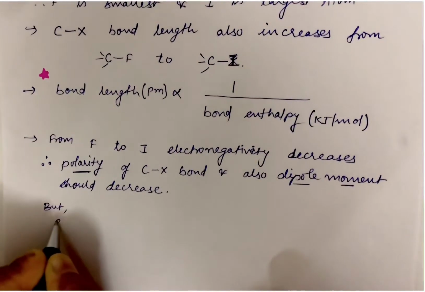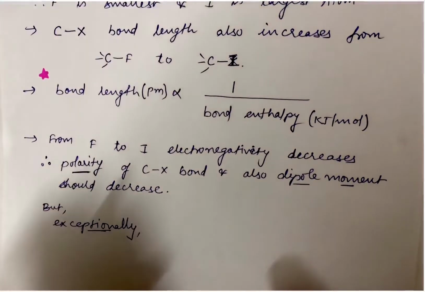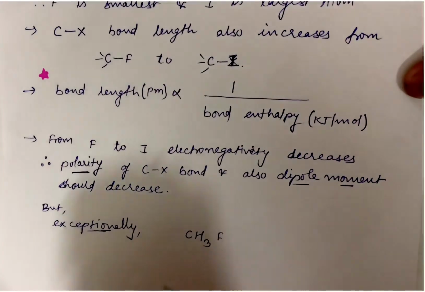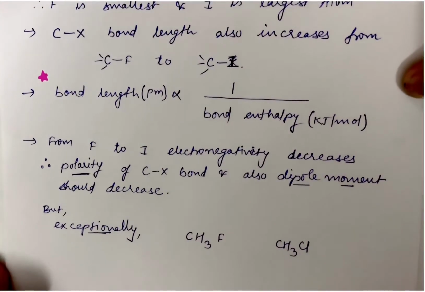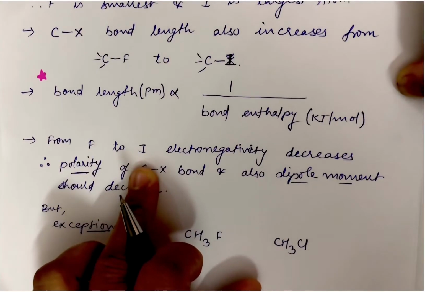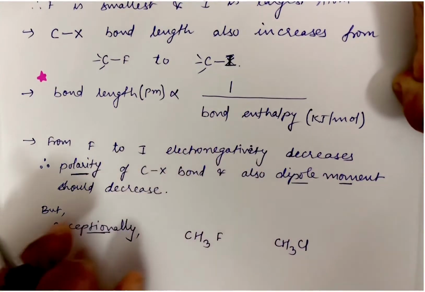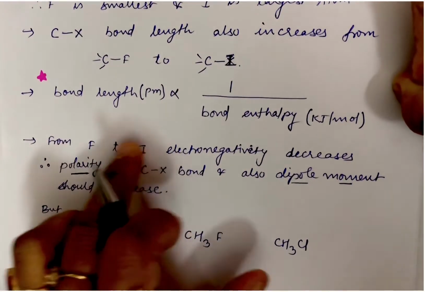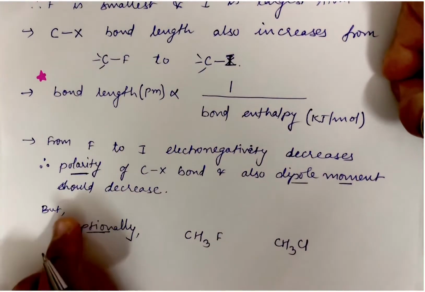But exceptionally, I wish to discuss one thing with you people. And what is that? Now let us have a look at these two examples, that is fluoromethane and chloromethane. Now have a keen look at the point which I have explained above. I discussed when you are moving down in group 17, the electronegativity of these particular atoms decreases. If electronegativity decreases, obviously the polarity of this particular bond in various compounds involving these halogens will decrease, and with polarity your dipole moment also should decrease.